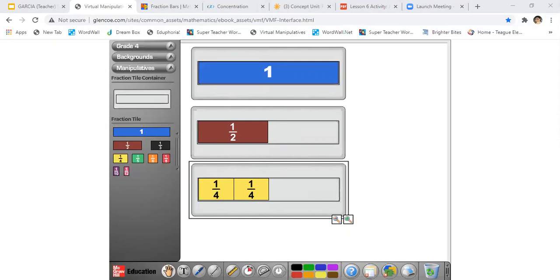So what do you think? What other fractions are equal to a half? That's going to be my question to you. So will you pause the video right now and jot down some fractions that you're pretty sure of that equal to 1/2?